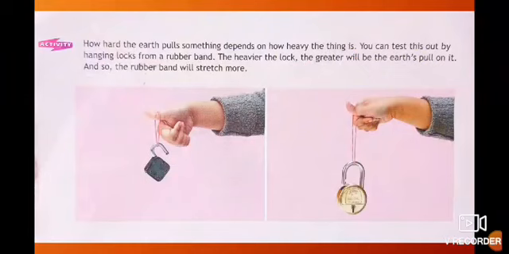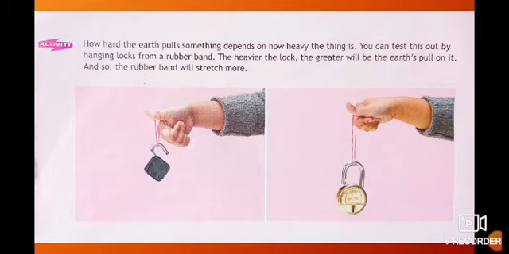Next, it's an activity. How hard the earth pulls something depends on how heavy the thing is. You can test this out by hanging locks from a rubber band. Okay, the heavier the lock, the greater will be the earth's pull on it, and so the rubber band will stretch more. See, little heavy things, very less stretch, and heavy lock, the rubber band stretched more.